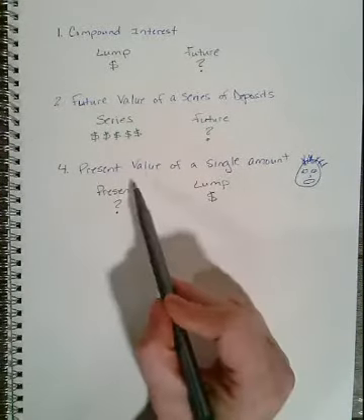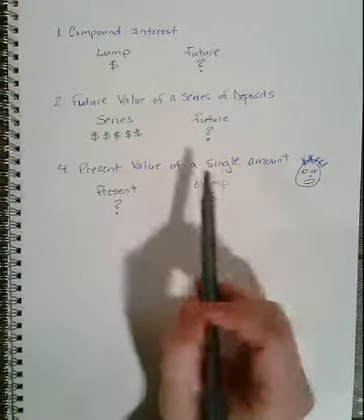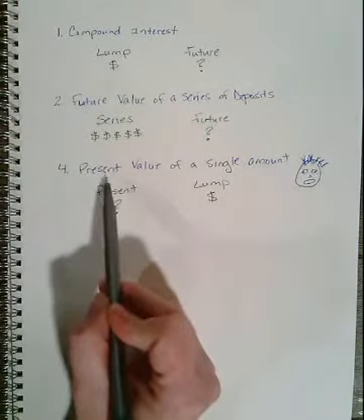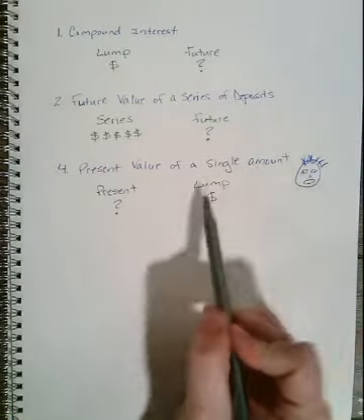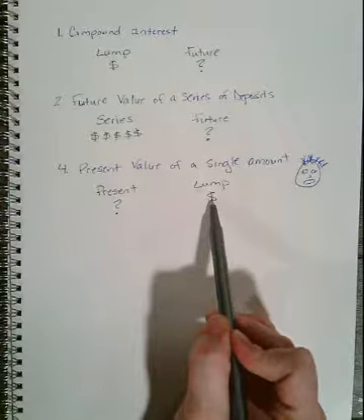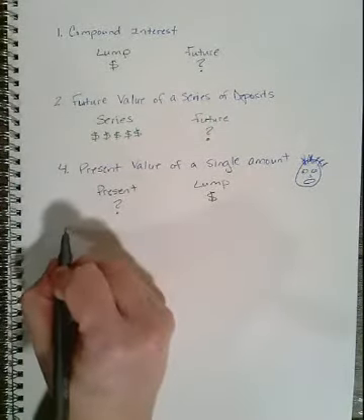So when we're working with present value of a single amount, just think about it, and when you read the title, it tells you we're trying to figure out what the present value of a future amount is, and it's a single amount. So that means it's one lump of cash.